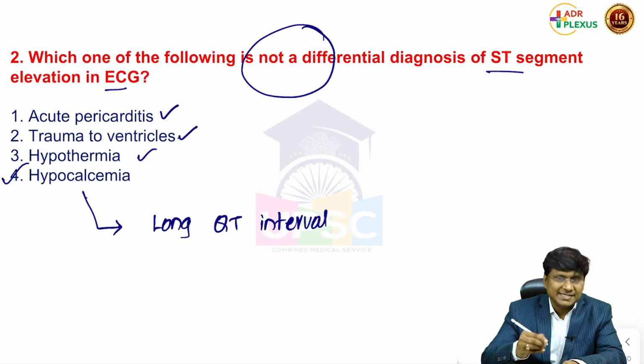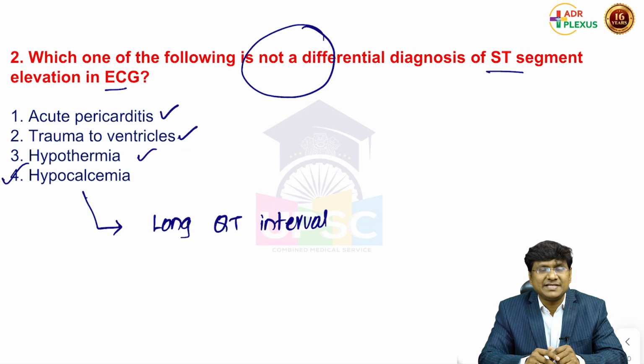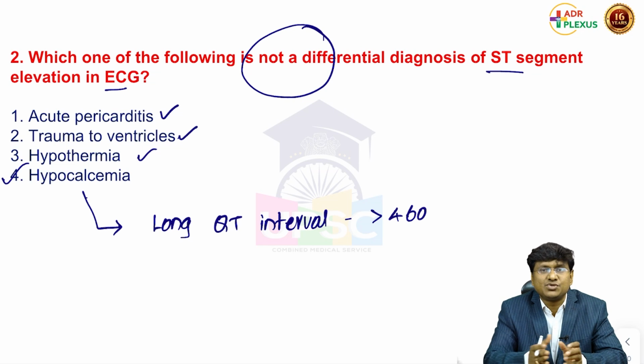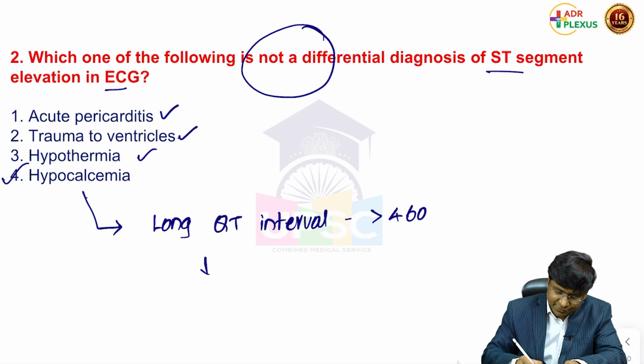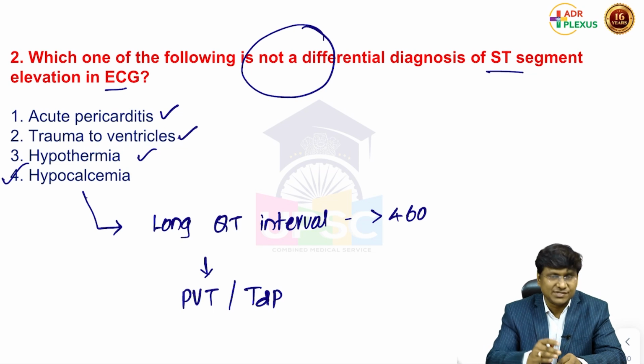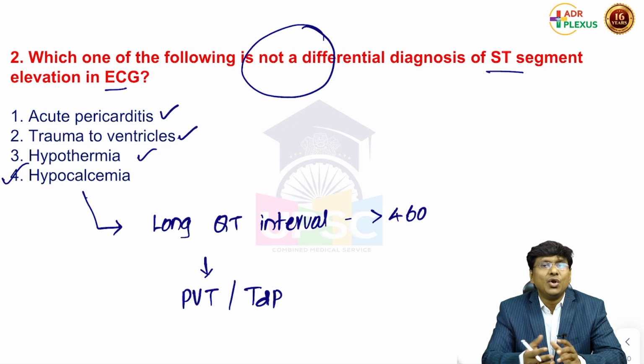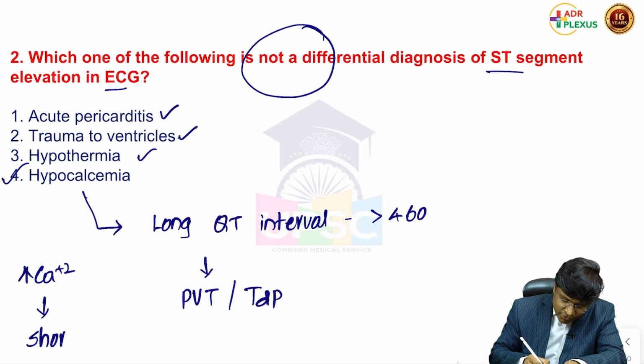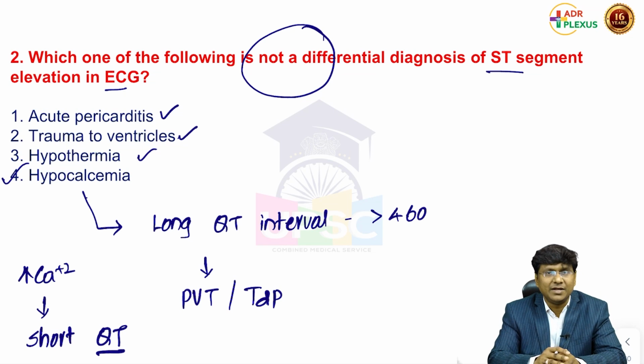Long QT interval. See, the normal QT interval is around 360 to 460 milliseconds. But in these individuals, the QT interval will be more than 460 milliseconds. Those individuals who have a long QT interval can be predisposed to the development of polymorphic ventricular tachycardia, which is nothing but VF. That is the complication associated with long QT intervals. And exactly the opposite in case of hypercalcemia, where the QT interval will be shortened. So these patients will have a short QT interval. Whereas the remaining three options, acute pericarditis, trauma to the ventricles, and hypothermia, will have ST segment elevation.